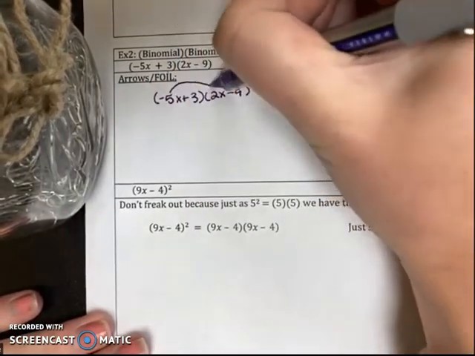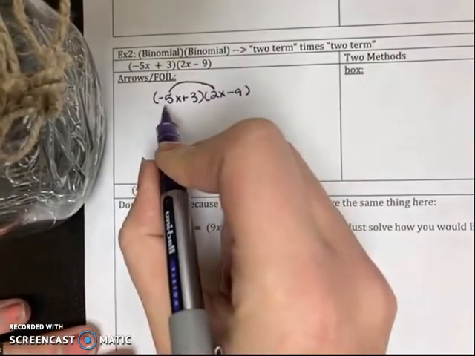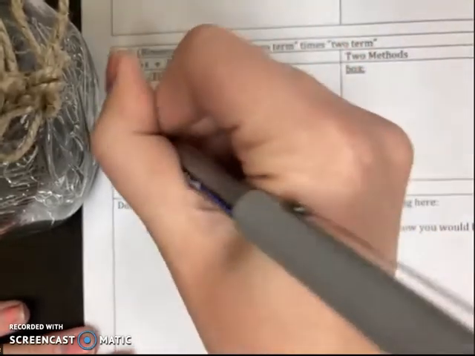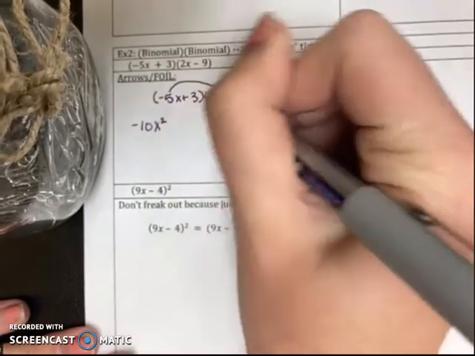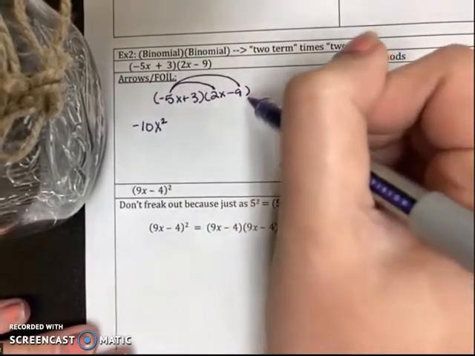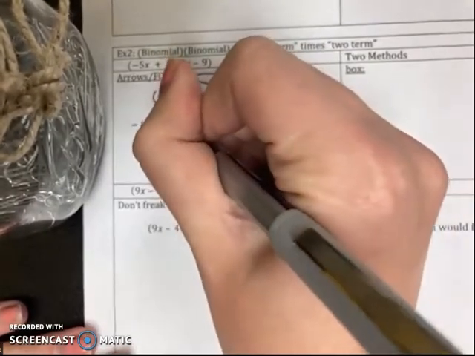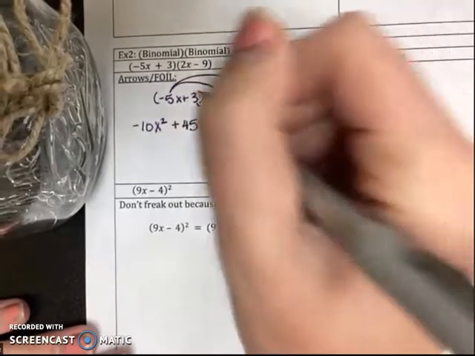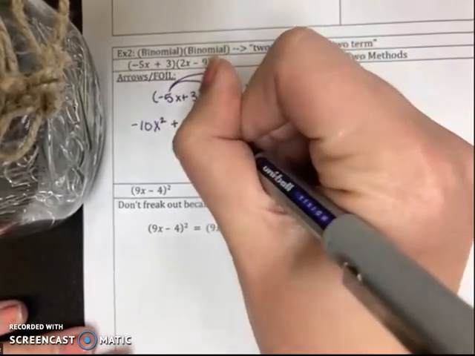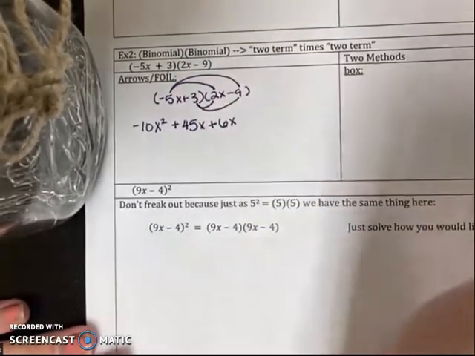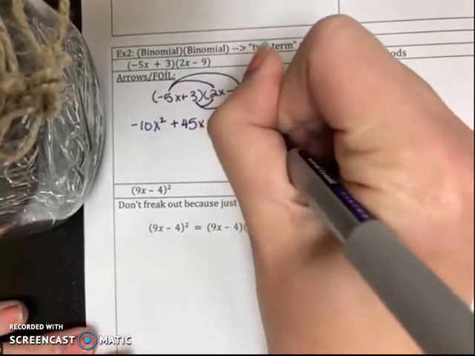So it's first, negative 5x times 2x. Let's do the constants first. Negative 5 times 2 is a negative 10. x times x is x squared because we would add the 1 and the 1. Outside, so negative 5x times a negative 9 would give me a positive 45x. Inside term, so positive 3 times a positive 2x is a positive 6x. And then the last terms are just numbers, so positive 3 times negative 9 is a negative 27.